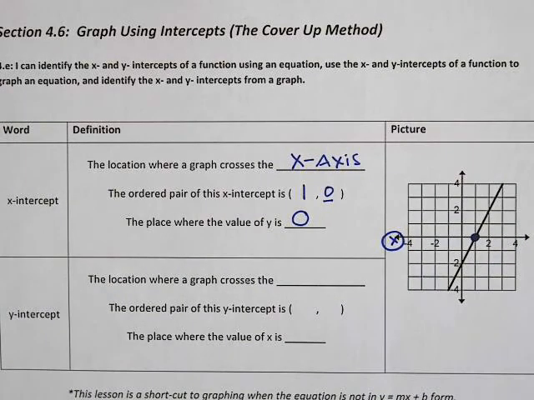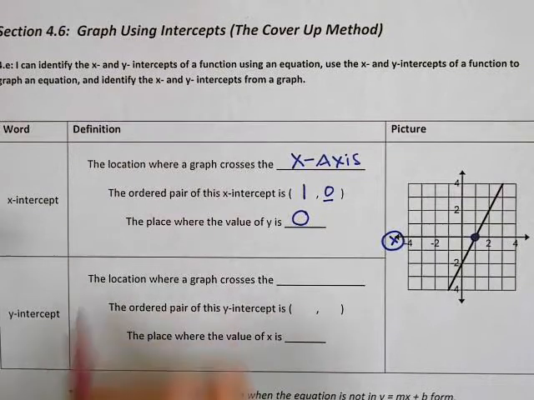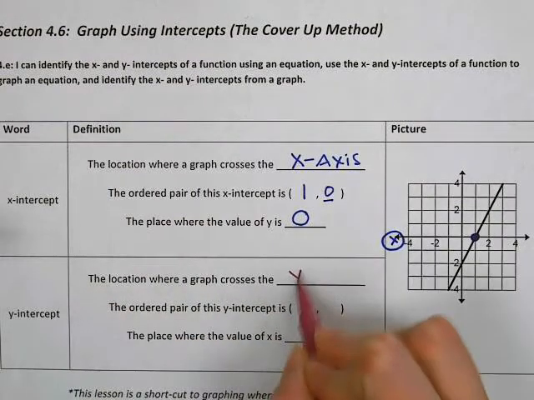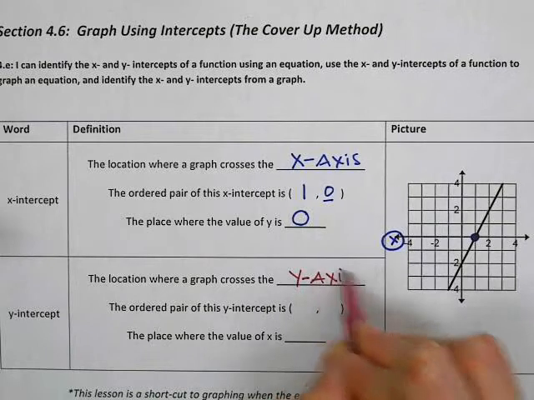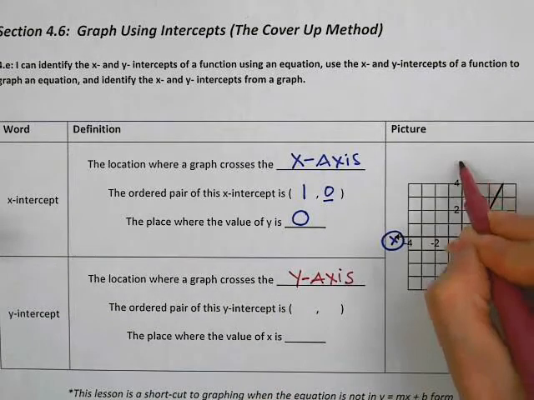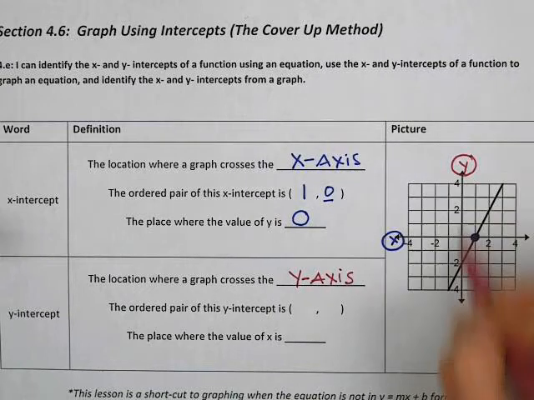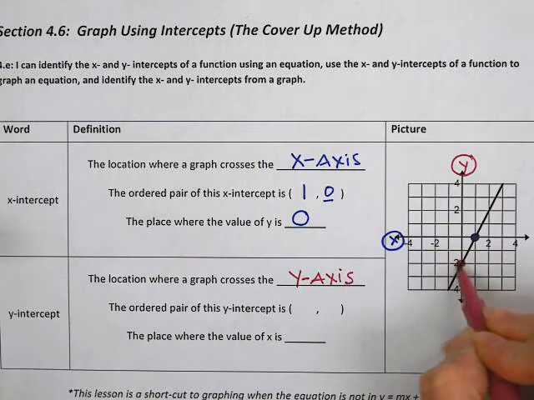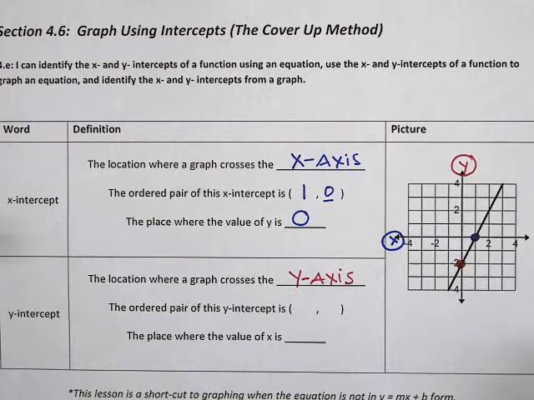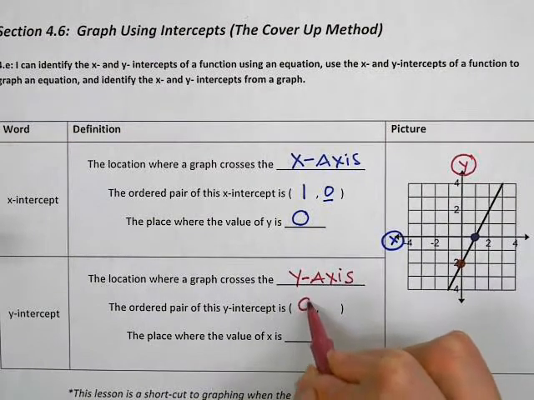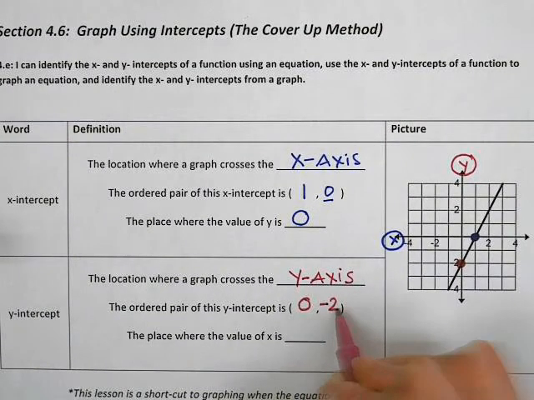Now I want you to do the same thing but for the y-intercept. So the y-intercept is where the graph crosses the y-axis. Okay, that's this one. So where does the line cross the y-axis? Well, it looks like it happens right here. And the ordered pair there is 0, -2, right?